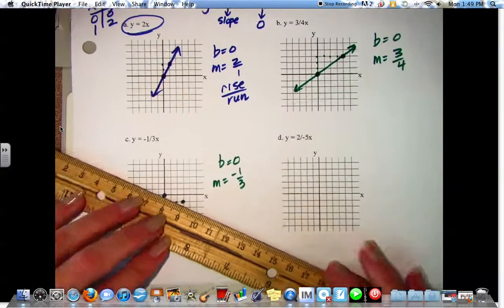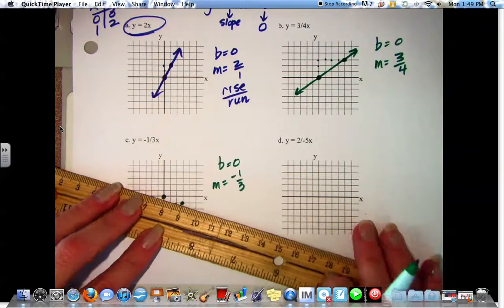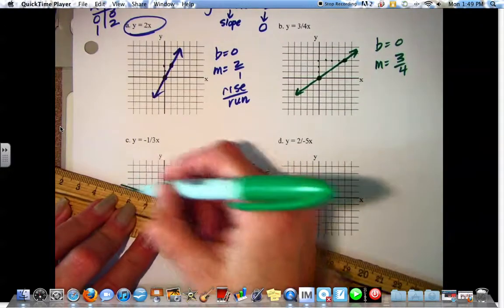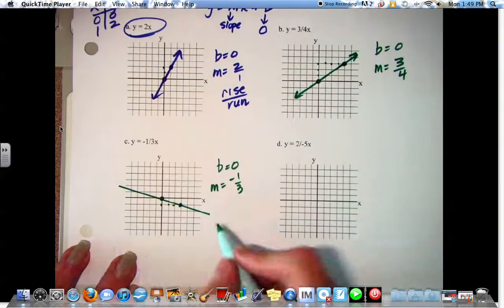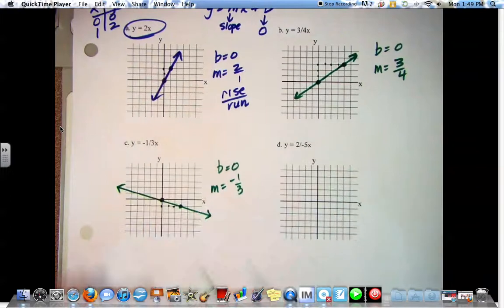Does it make sense that my line is heading down? Yes, because it's negative. Because it has a negative slope, it should be heading down. So you should be looking at your lines and asking yourself if they make sense.